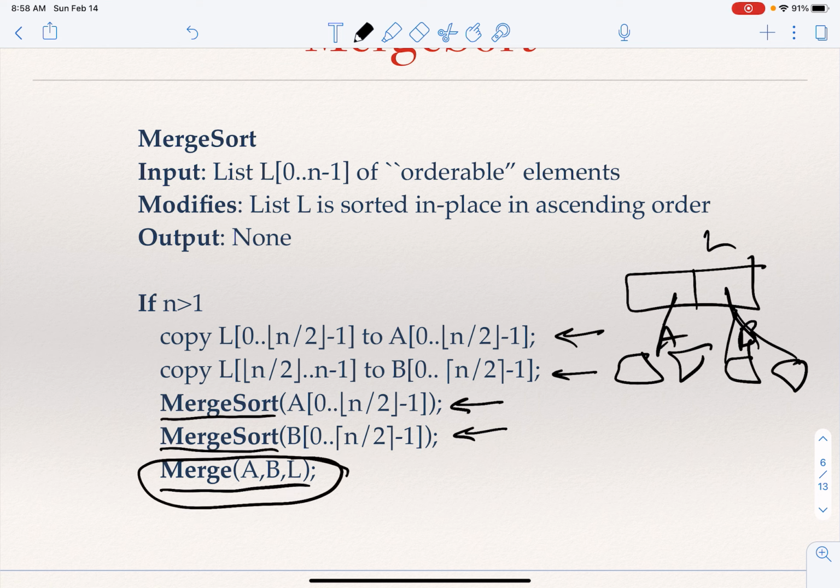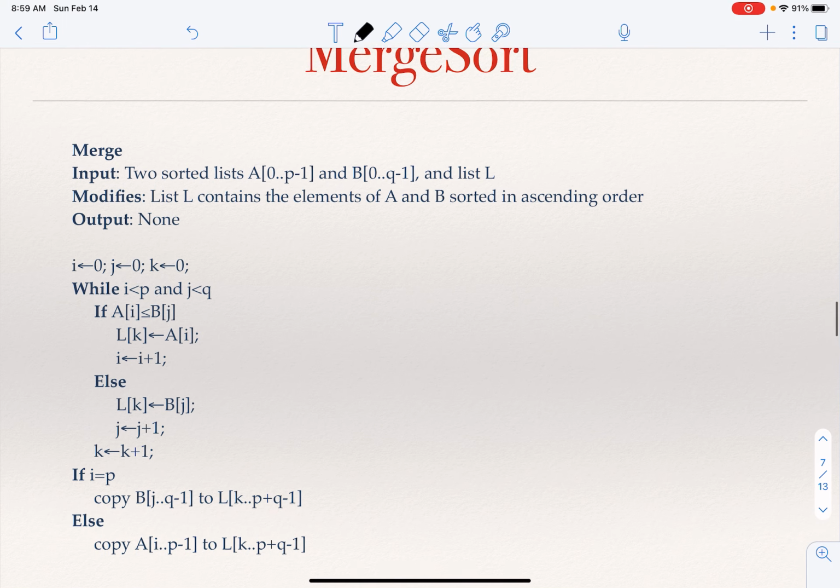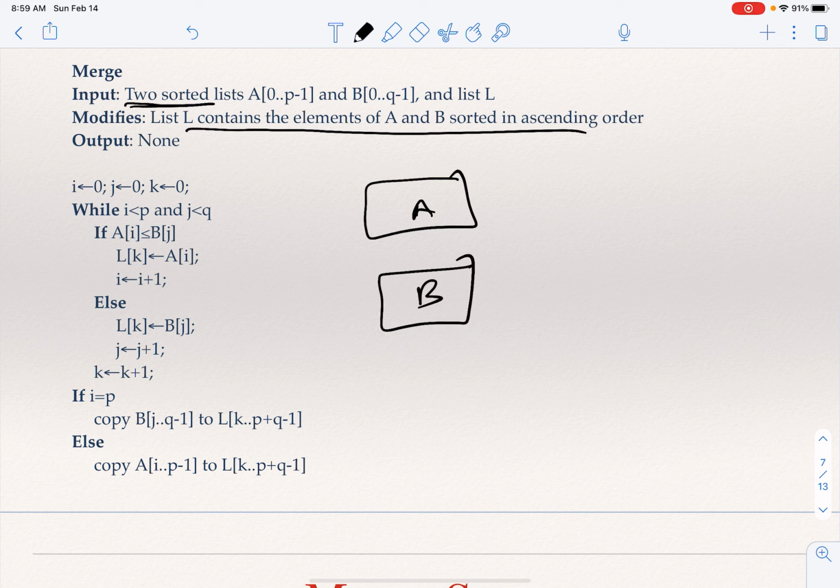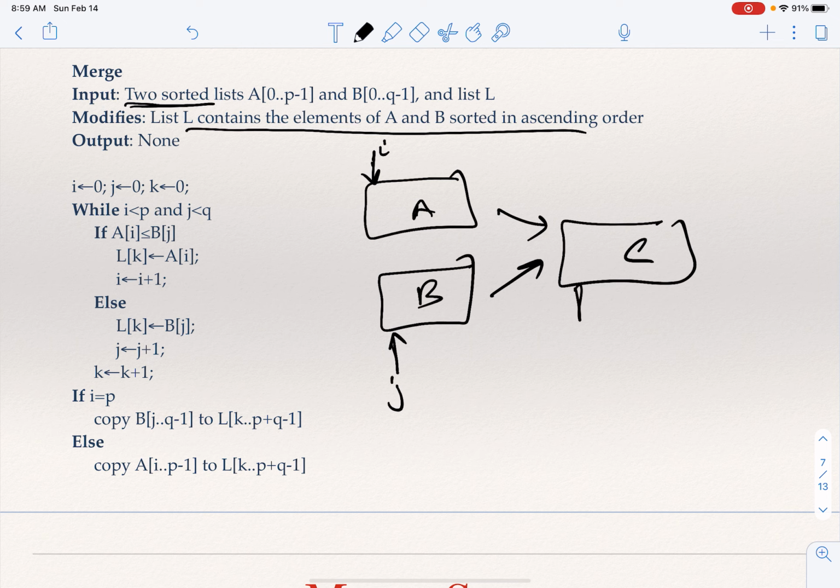This function, merge A, B, L, takes 2 arrays that are sorted and sorts them back into L. So this is how merge sort works. Again, the assumption is that A and B are 2 sorted lists, and we want to get L that's sorted. If this is A, and this is B, and this is C, we want to merge A and B into C. I is the index that we are indexing A by, J indexes B, and K indexes C.